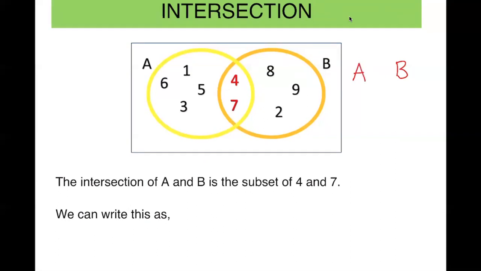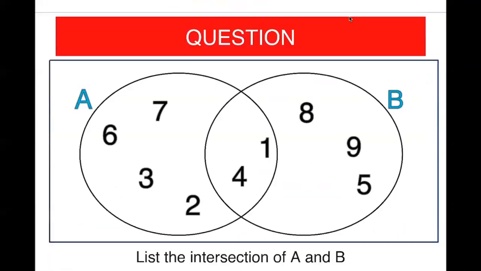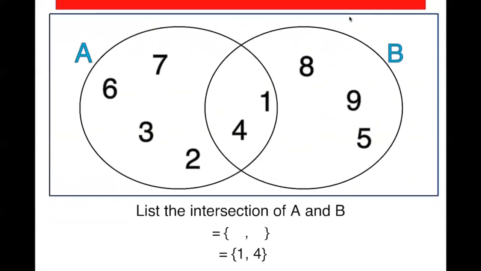So let's go there one more time. Nice, all in one loop. The intersection of A and B is written down here. Oh, I did it wrong. Let's do that again. The intersection of A and B is, and remember we do our curly brackets, 4, 7, curly brackets again. So here we've got A intersection B equals 4, 7.